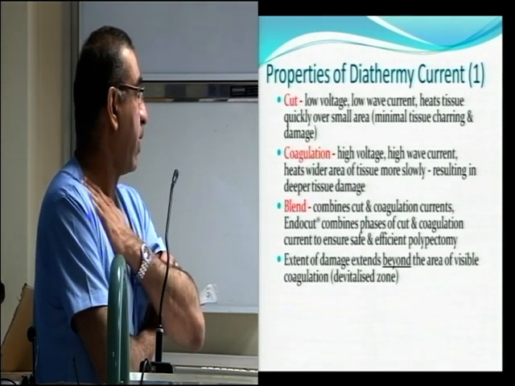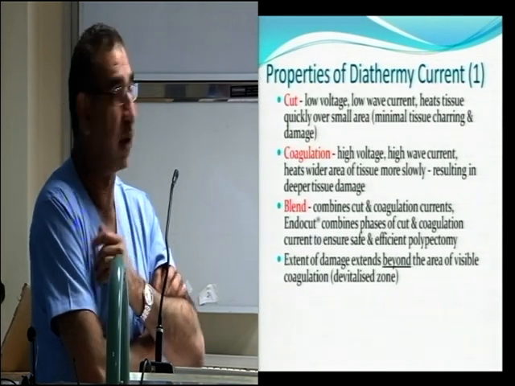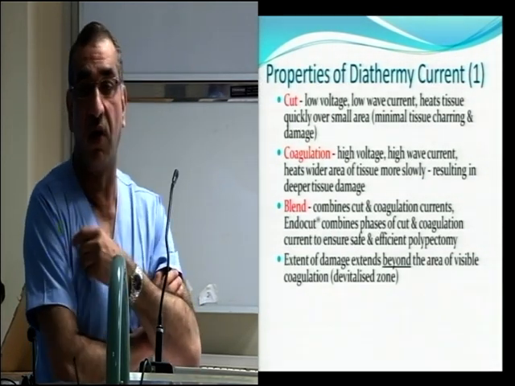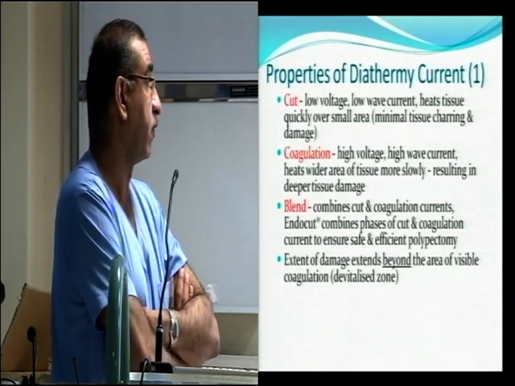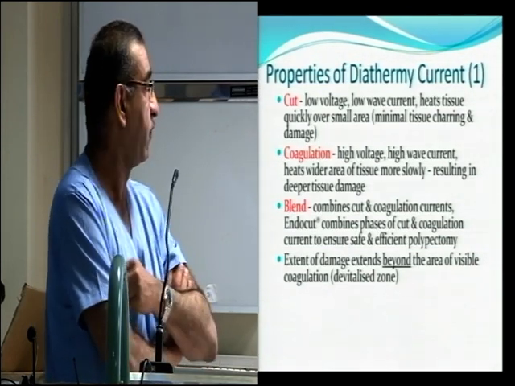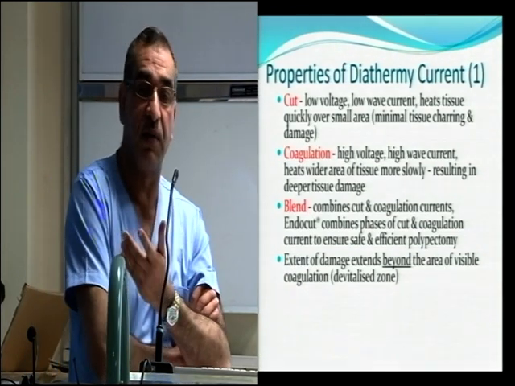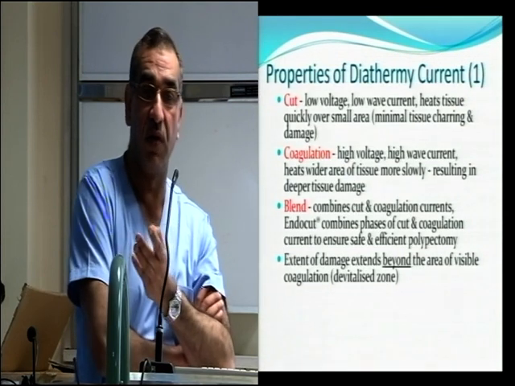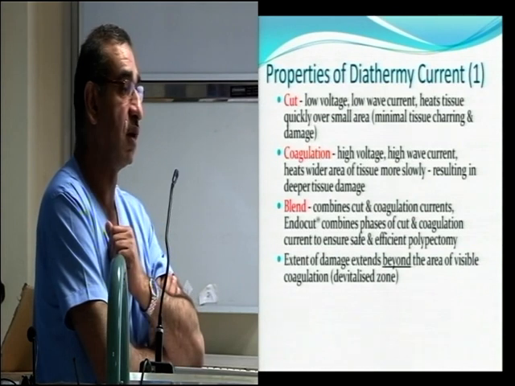Blend, in fact, combines cut and coagulation currents. In the past, we used to have the crude Olympus-type blend currents. Nowadays, you've got more advanced endocut currents, which combine phases of cut and coagulation, very high frequency, very clever system. And most of your new diathermy machines are programmed. So the VIO 2 Erbe are very clever. You can just set the programs in them.